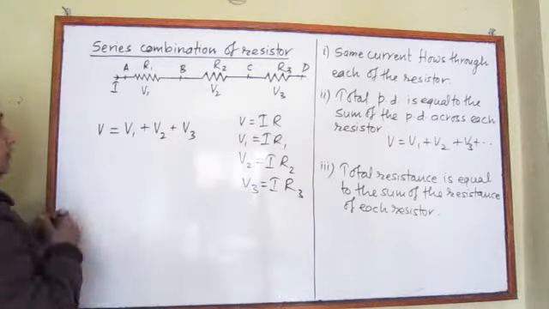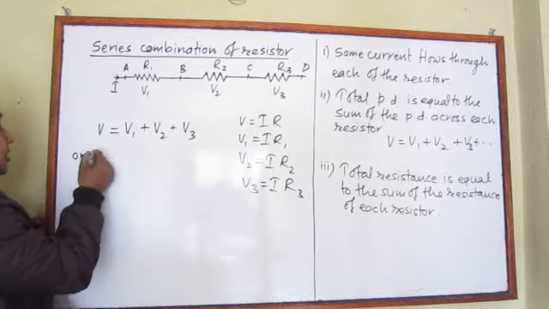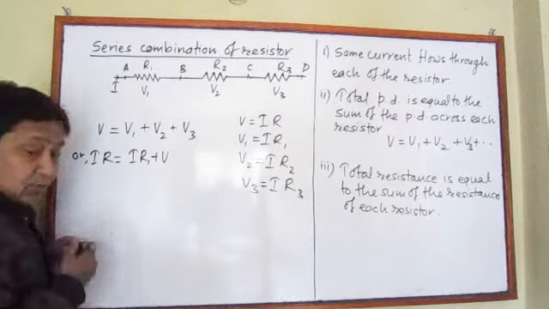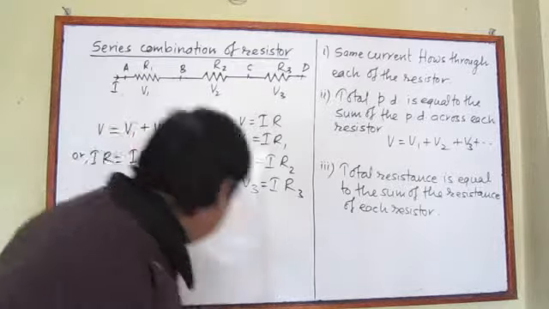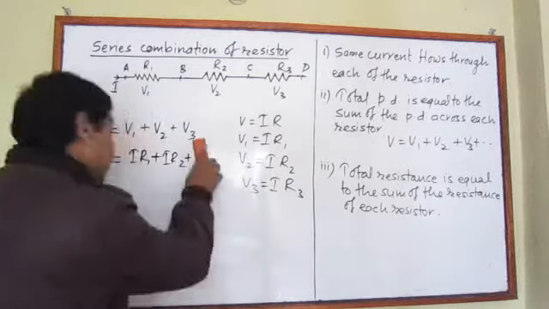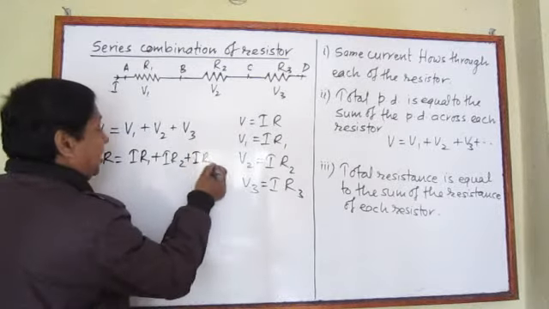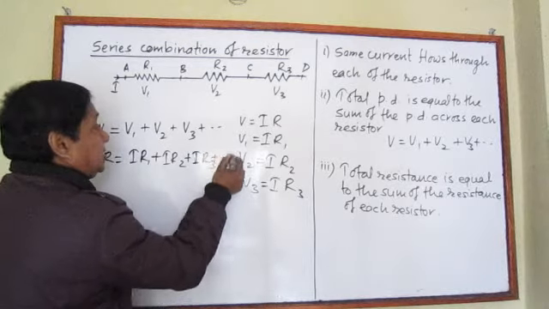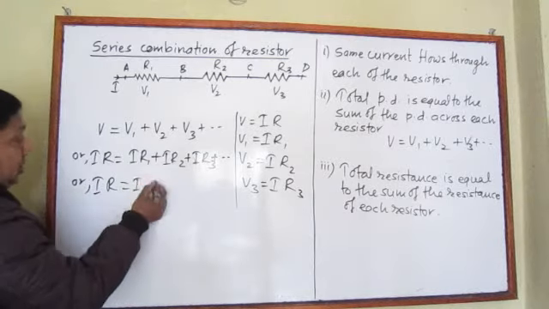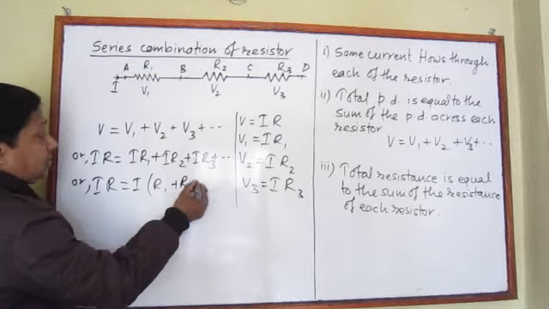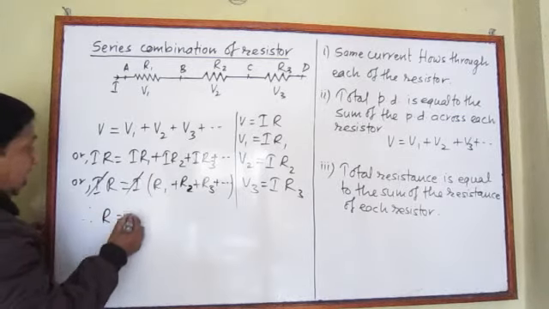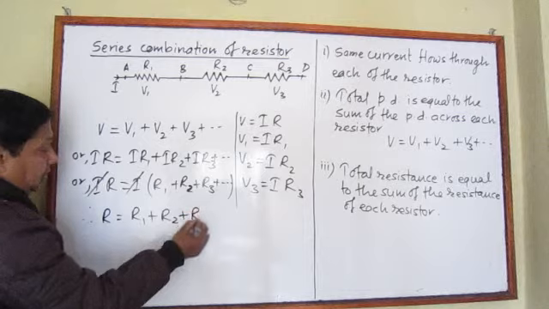Now we can take these values here. In place of V, I can write IR. In case of V1, I R1; in case of V2, I R2; and in case of V3, I R3. If there are others, we can take other values also, plus this. Now if we go forward, I can be taken as common: I times R1 plus R2 plus R3 and so on. Now, I cancels, therefore the conclusion is R equals R1 plus R2 plus R3 and so on.